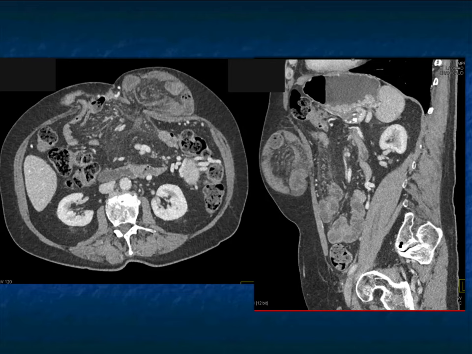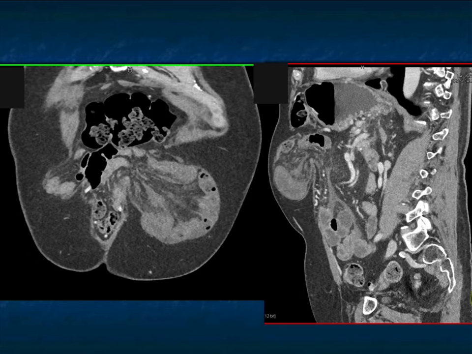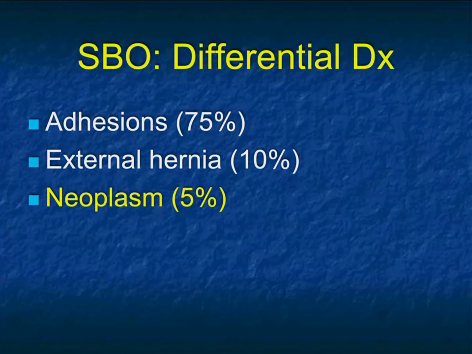You know you have to be concerned about ischemia. There's some of the edema there. There's the defect. There's the herniation point. And again, very nicely showing you the haziness of the mesenteric vessels as well as the fluid being present.